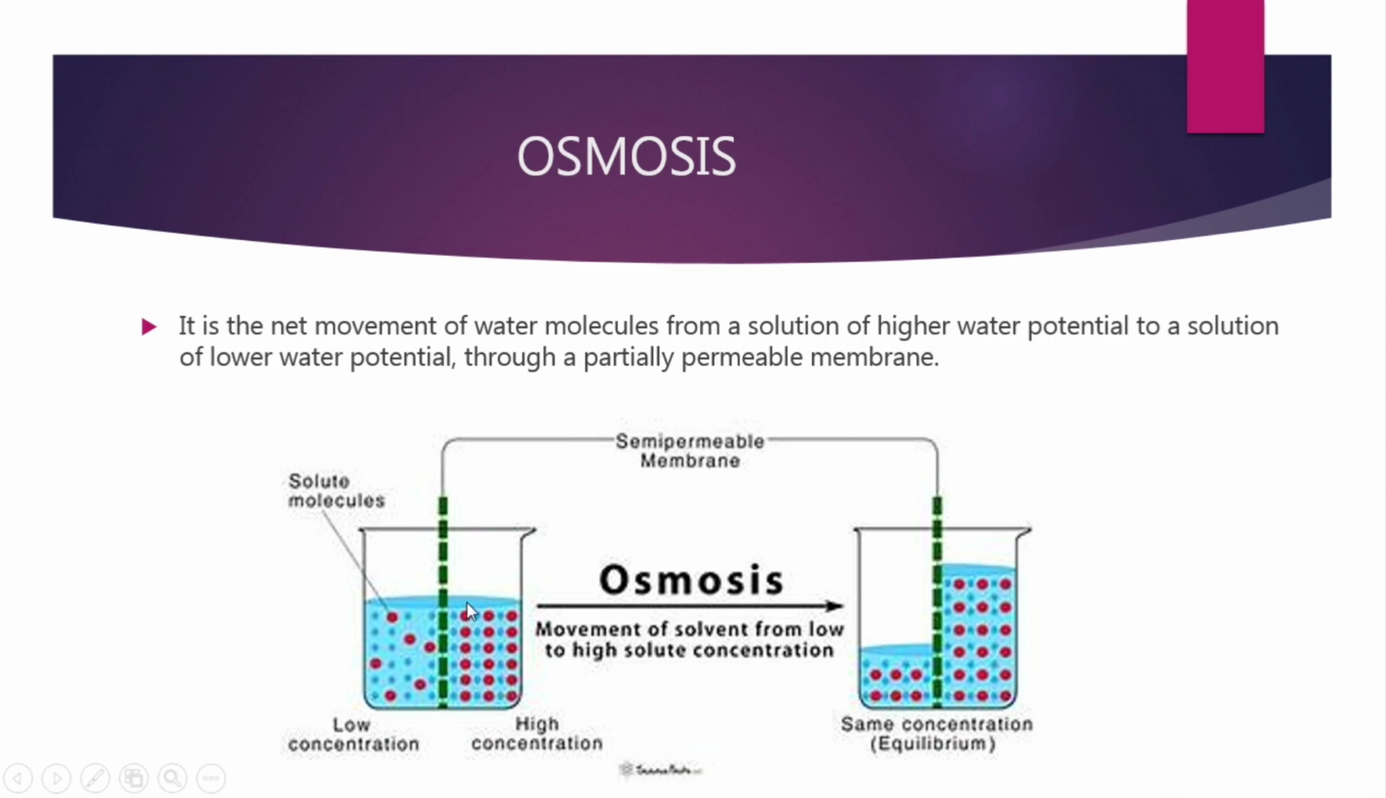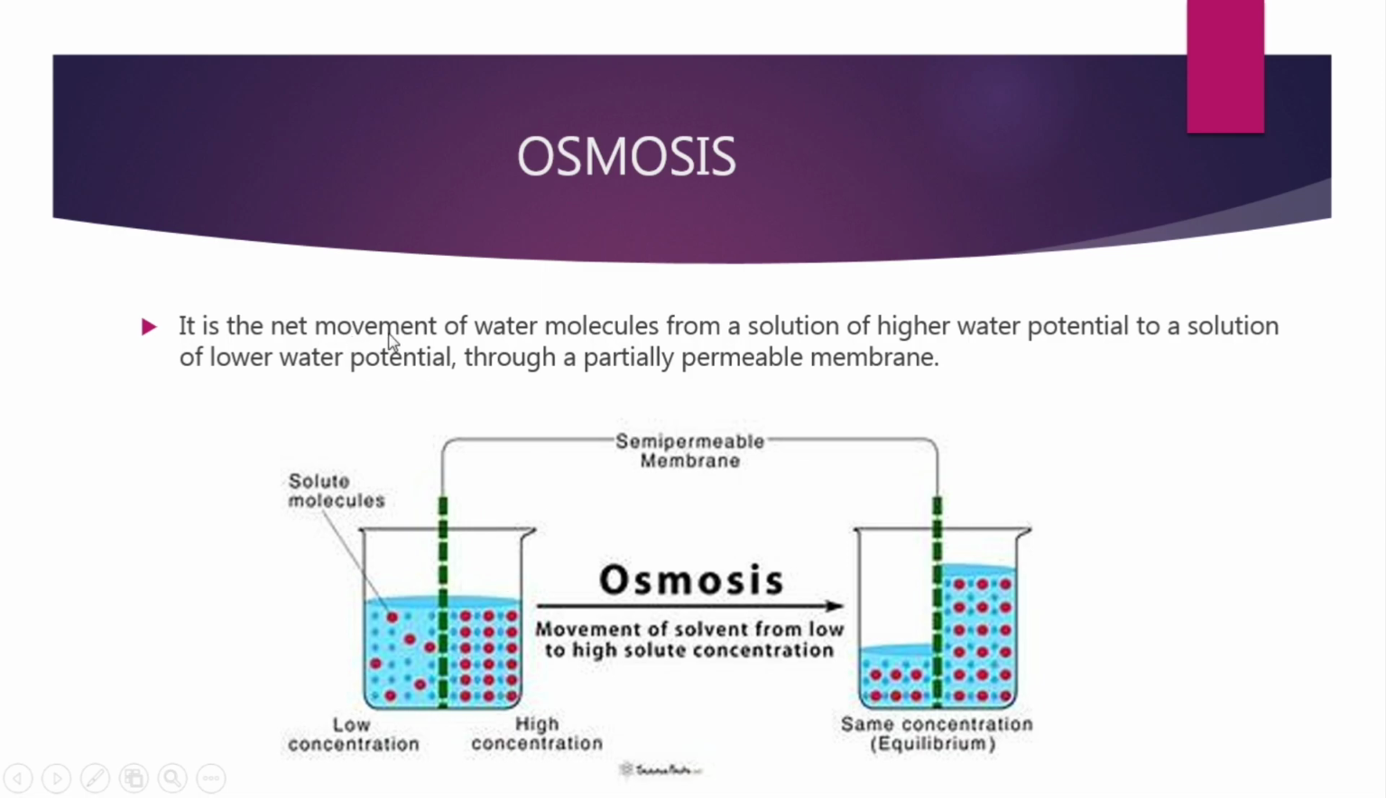As you can see over here in this beaker, there are solute molecules. There are red solute molecules, fewer on the left side compared to the right side, which means that solute molecules on the left side are in lower concentration compared to the right side. So here on the left side, if the solute molecules are in lower concentration, it means that water molecules are in higher concentration. Vice versa, on the right side, if solute molecules are in higher concentration, it would mean that water molecules are in lower concentration.